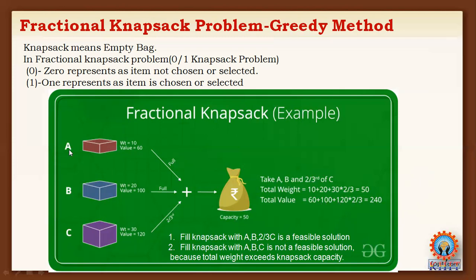If you fill the bag with item A and item B, it is a feasible solution only, but you cannot get the maximum profit. Why? Because if you fill the bag with A and B, the total is less than 240. If you fill the bag with B and C only, the total value or profit is less than 240. If you fill the bag with complete item A, complete item B, and two-thirds of item C, then only you can get the maximum profit. Hence, we can conclude that we always find the maximized profit in the given problem. So in this way, you can solve the problem.